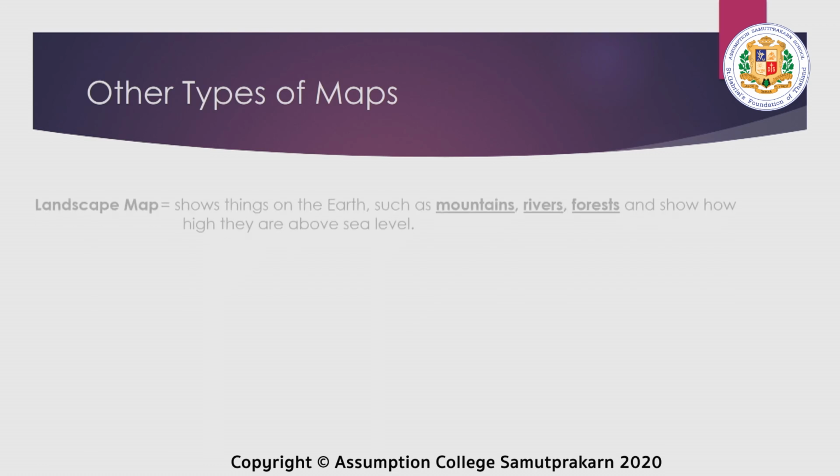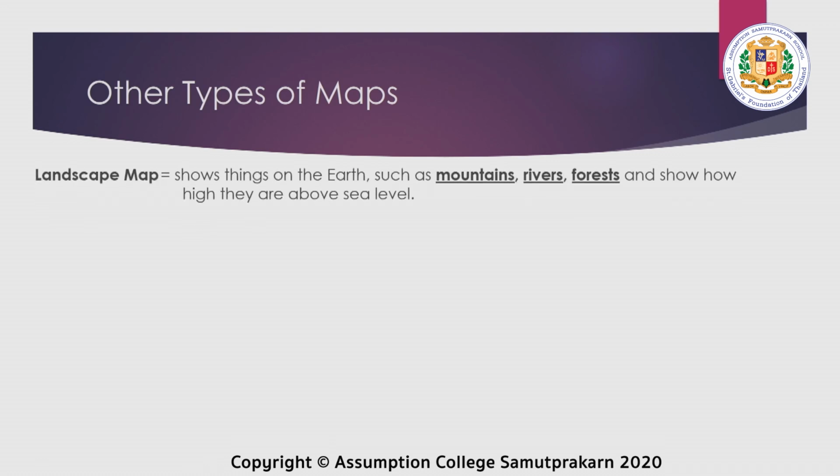The first one is what we call a landscape map. What does a landscape map show? It shows things of the earth, such as mountains, rivers, forests. And it also shows how high they are above sea level. Again, a map that shows things of the earth is what we call a landscape map.